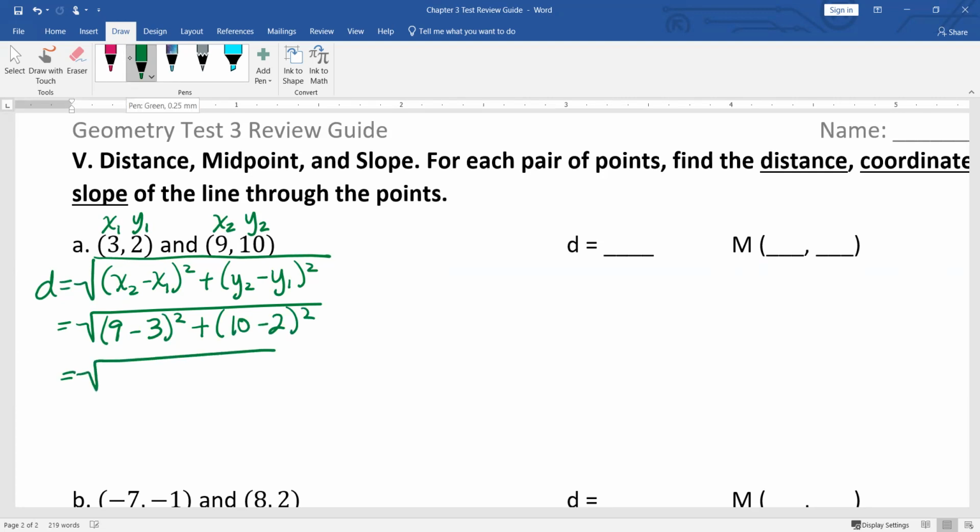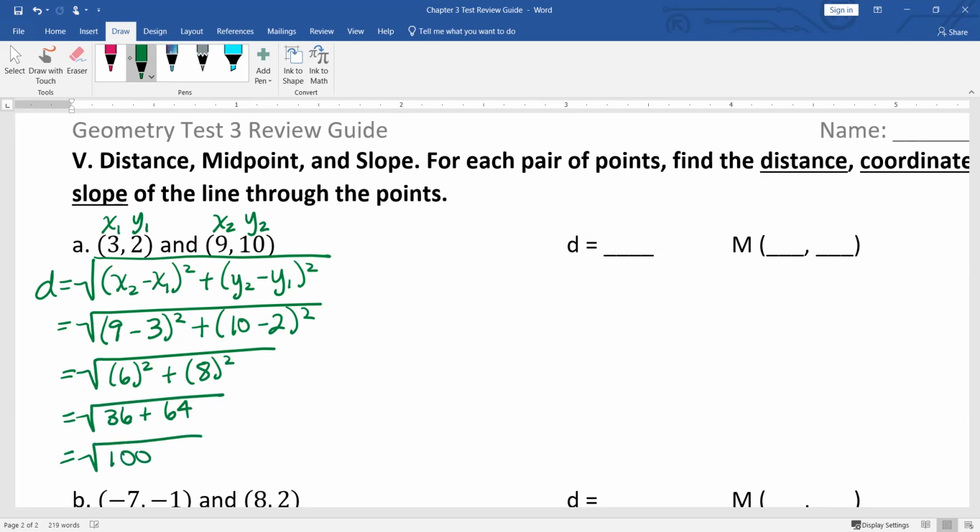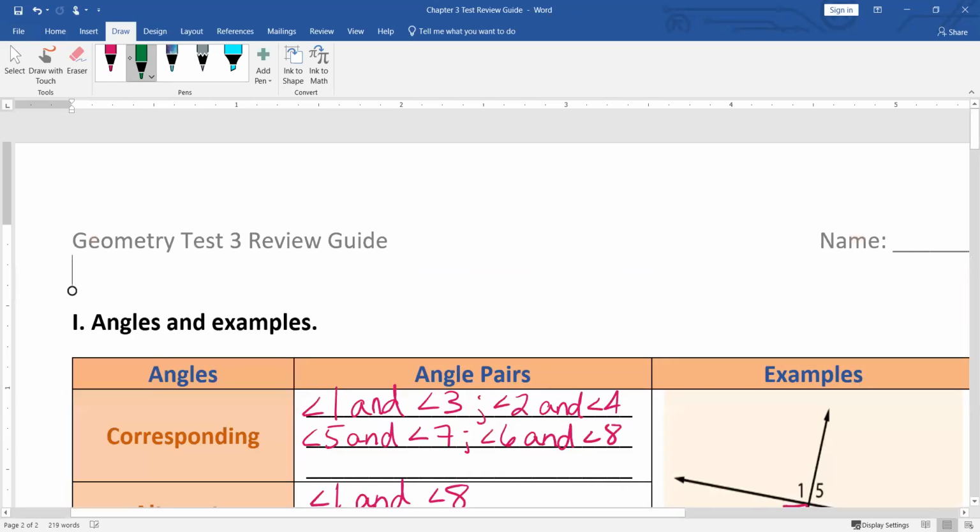Okay, 9 minus 3 is 6 squared. Even though it's positive, I still get in the habit of keeping it in parentheses, just in case it does end up being negative. I don't want to forget those. This is 8 squared. So 6 times 6 is 36. 8 times 8 is 64. So 36 plus 64, neatly enough, equals 100. That is a perfect square. 10 times 10 is 100. So my answer is 10. Distance is 10 units.